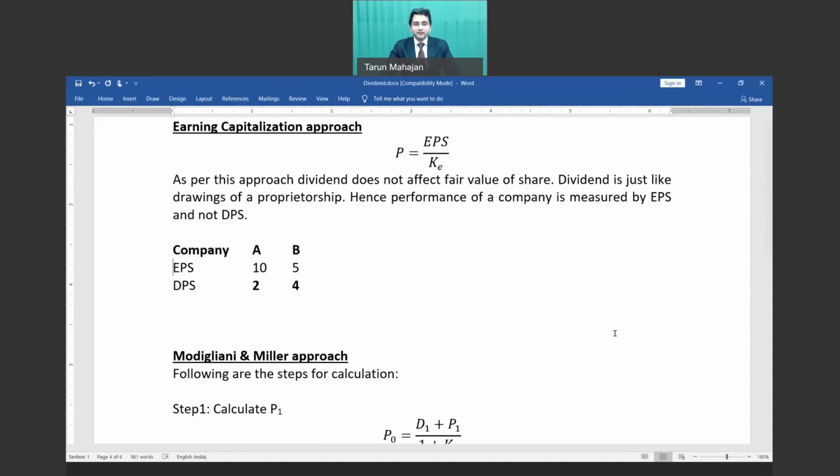Exactly. The amount of 8 rupees which is not distributed is not a loss. It will remain with the company in the form of reserves and surplus, and it will increase book value per share of the company. And eventually it will increase market price per share of the company also. So if I decide to sell the share, I'll get appreciation in market price. What is more important?